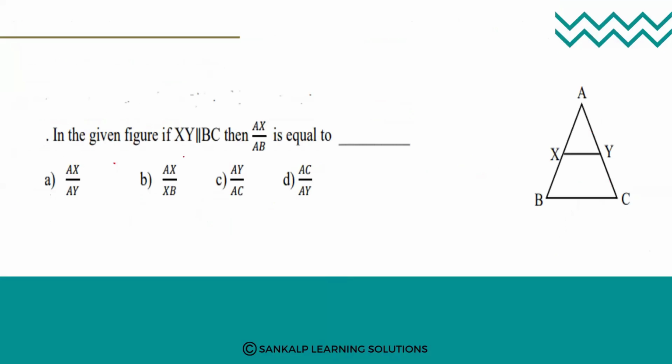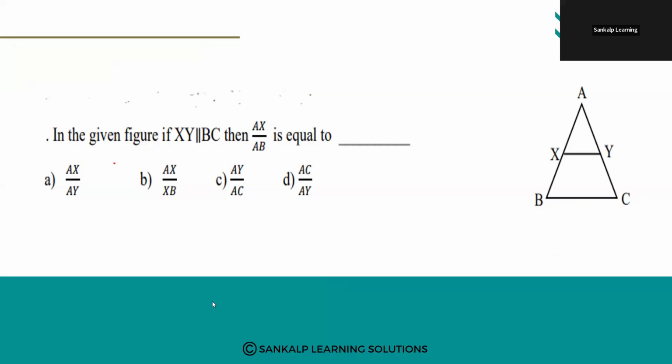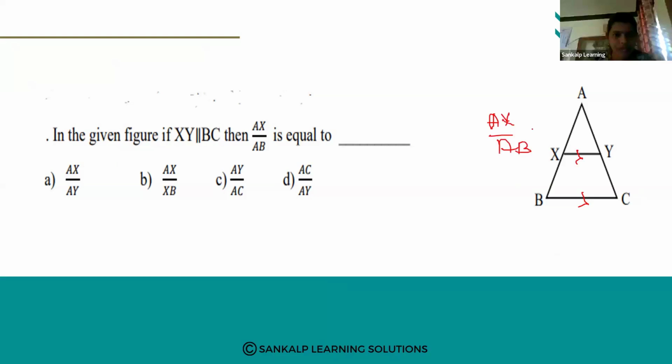In the given figure, if XY is parallel to BC, where is XY? XY is here. This line is parallel to BC. Then AX divided by AB is equal to. Observe carefully. AX divided by AB is here. It is one of the corollaries. AX divided by AB is equal to AY divided by AC, right? AY divided by AC.